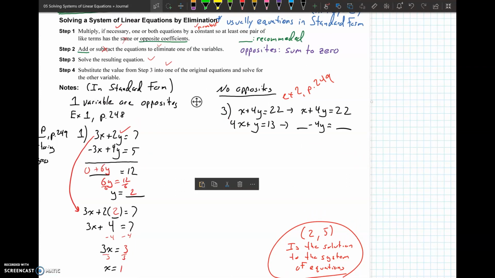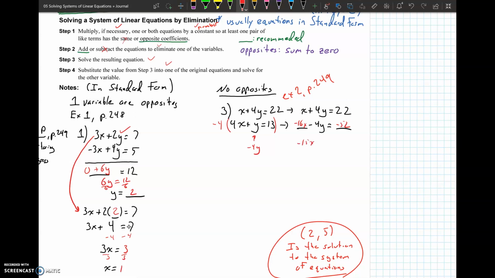So now, this problem, we don't have opposites. X plus 4x doesn't add up to 0 like the 3x, negative 3x did. 4y plus y. So we got to create opposites. I could have multiplied either of these. I'm going to multiply the bottom equation by negative 4. That's going to give me a negative 4y there, which is opposites of 4y. That adds up to 0. So I'm going to get negative 16x minus 4y equals negative 4 times 13, negative 52. Add these up.